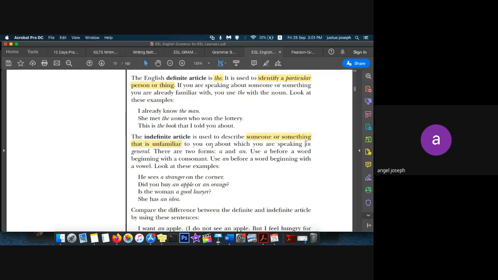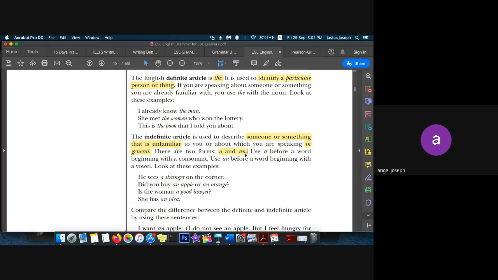Or something that is in general. An indefinite article is used to describe something that is unfamiliar, or something that is found in general, or something that happens in general. What are indefinite articles? A, an. These are indefinite articles.